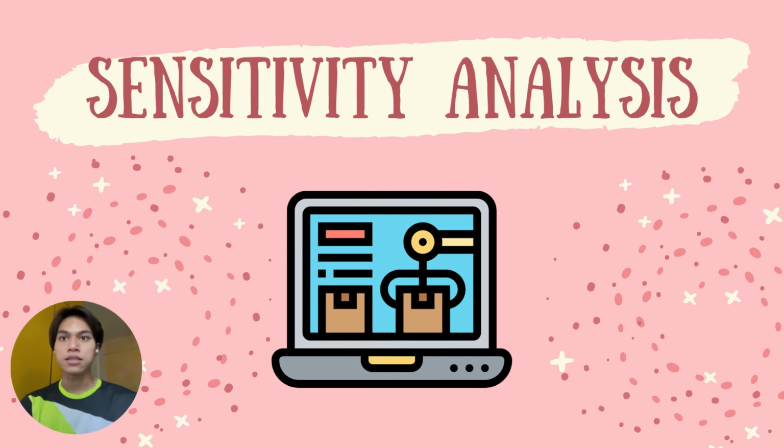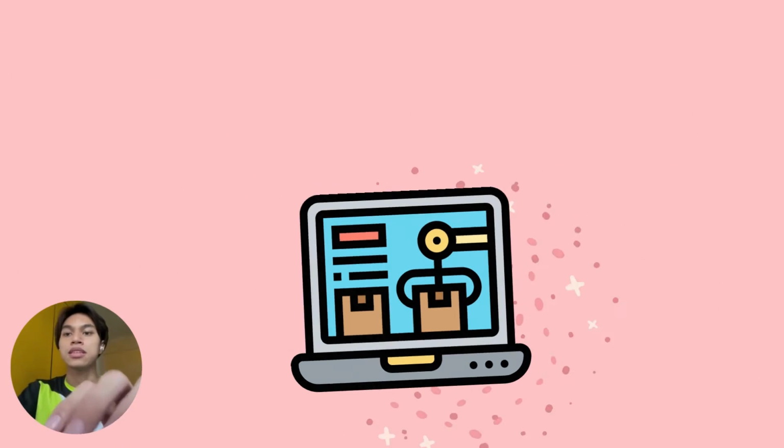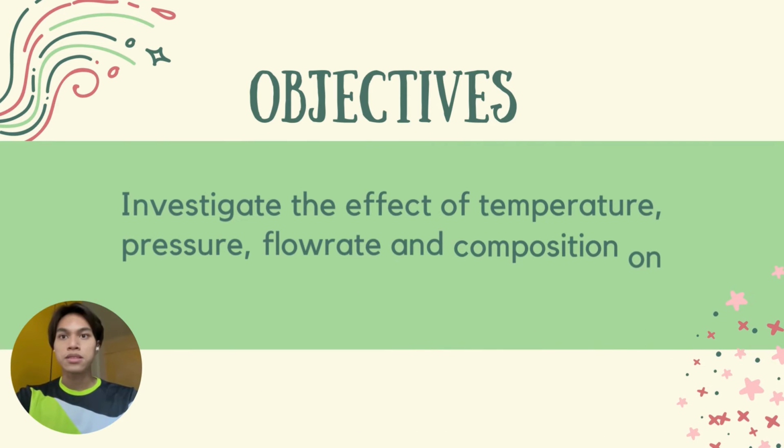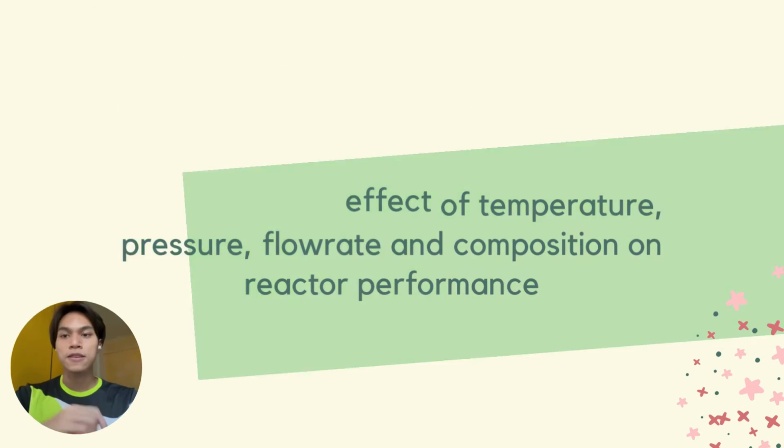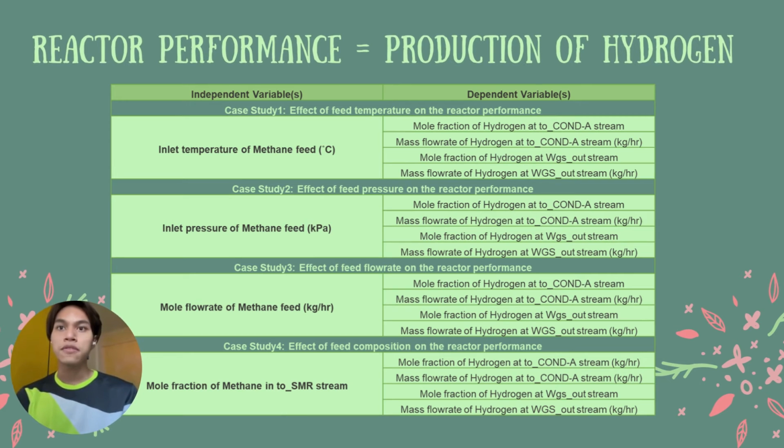For the next part of this chapter, we will be conducting sensitivity analysis using the case study function for Symmetry. The objective is to investigate the effect of temperature, pressure, flow rate, and composition on reactor performance. In order to do so, we need to define the reactor performance. In this report, the reactor performance will be determined by the production of hydrogen.